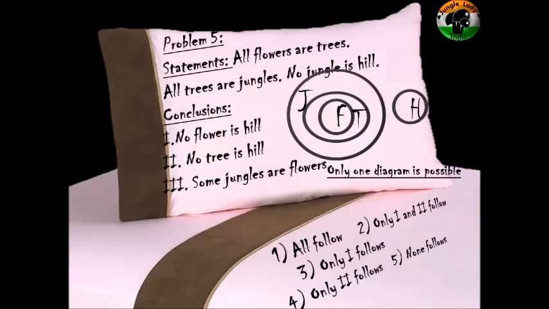J and F. From J to F I draw an inward arrow. So how should I read an inward arrow? Some. So some jungles are flowers is correct. Obviously the option 1 is correct. All follows.